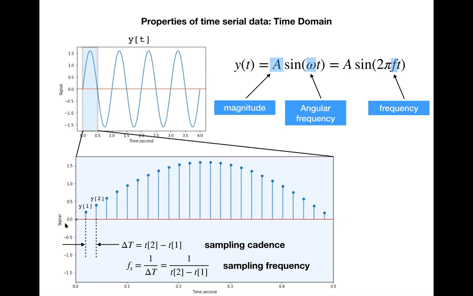So the idea here is I'm taking the value of sine omega t at discrete time points, T0, T1, T2, T3, all the way, right? The difference along the horizontal axis is delta T, which is T2 minus T1. That's called the sampling cadence. One over the sampling cadence is called the sampling frequency, so that's 1 over delta T, because the assumption here is that the time series are equally sampled in the time domain.